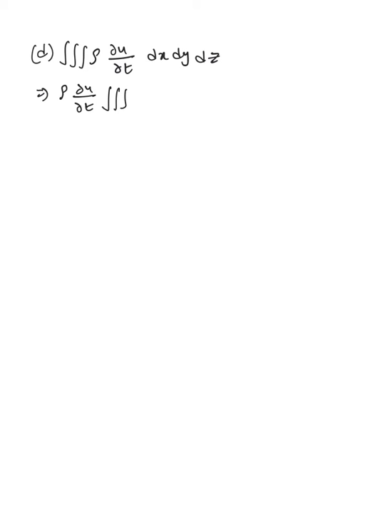Let's try to solve the next problem, part D, where we have triple integral rho dou u by dou t dx dy dz, which implies, here again if you observe closely, rho and dou u by dou t are constants which can be pulled out of the integration, and it can be rewritten as rho dou u by dou t times triple integral of dx dy dz.